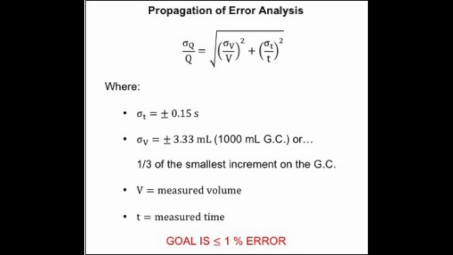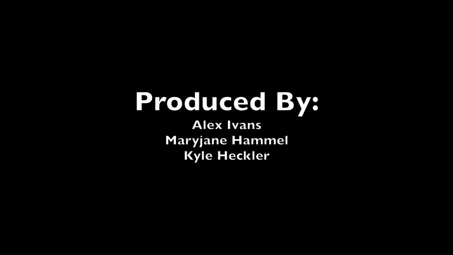The uncertainty in time can be determined by the time required to quickly start and stop your stopwatch, and the uncertainty in each graduated cylinder can be determined by taking 1/3 of its smallest increment of measurement. Please refer to the handout on propagation of error analysis provided by your instructor for a detailed derivation. Congratulations, you have finished this experiment.